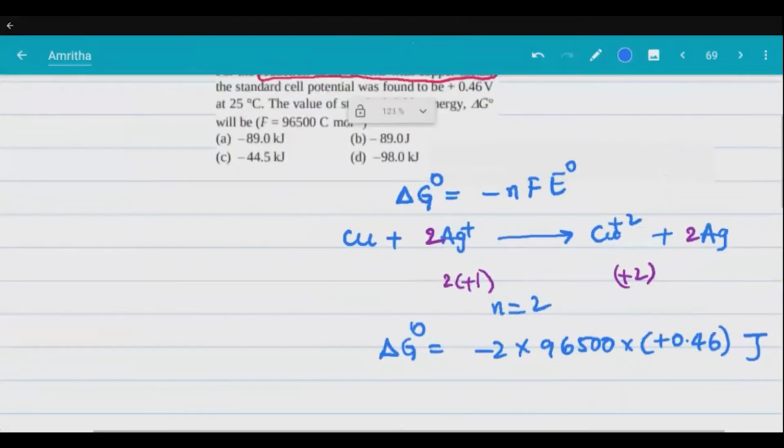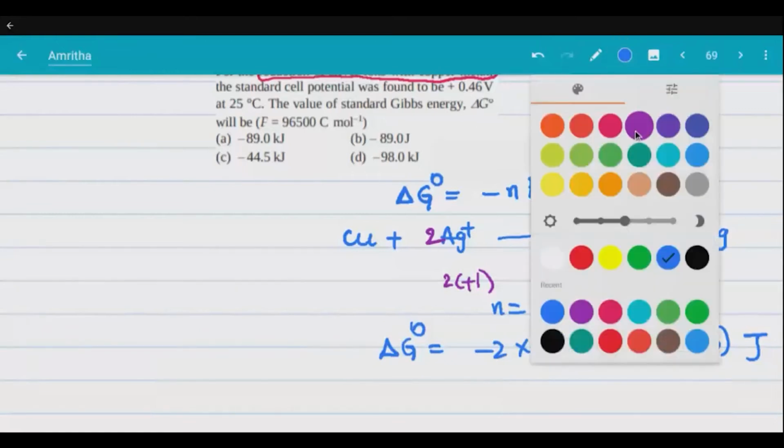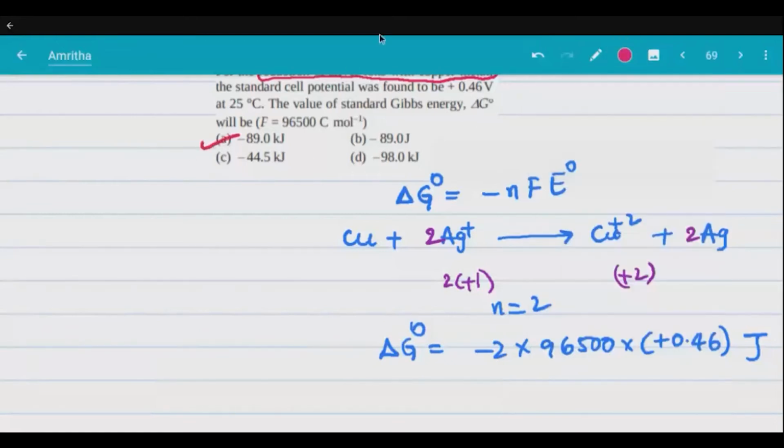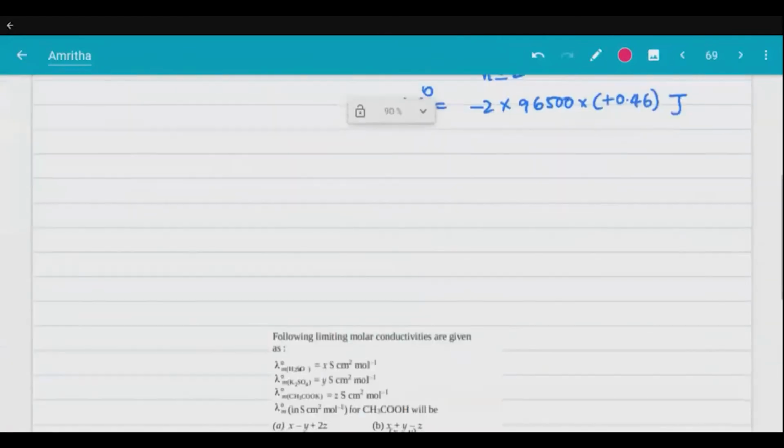So what is the answer for this now? Can anybody calculate and tell me? So 2 into 96500 into 0.46, no? That is about 89,000, which means 89 kilojoules. So it must be minus, right? Kilojoules. So you will get option A. Okay, done. Next.